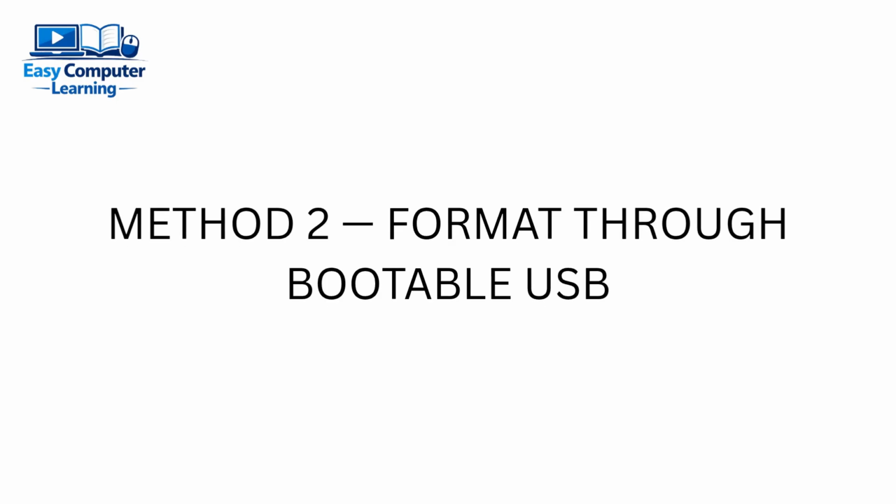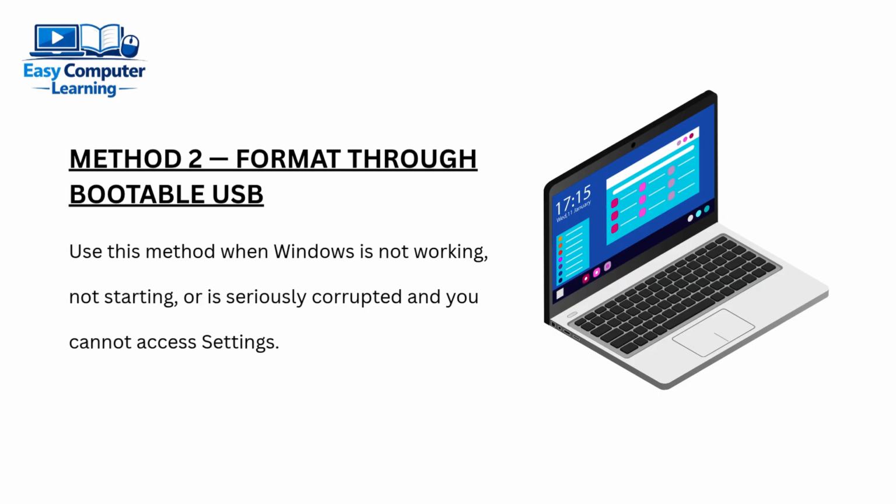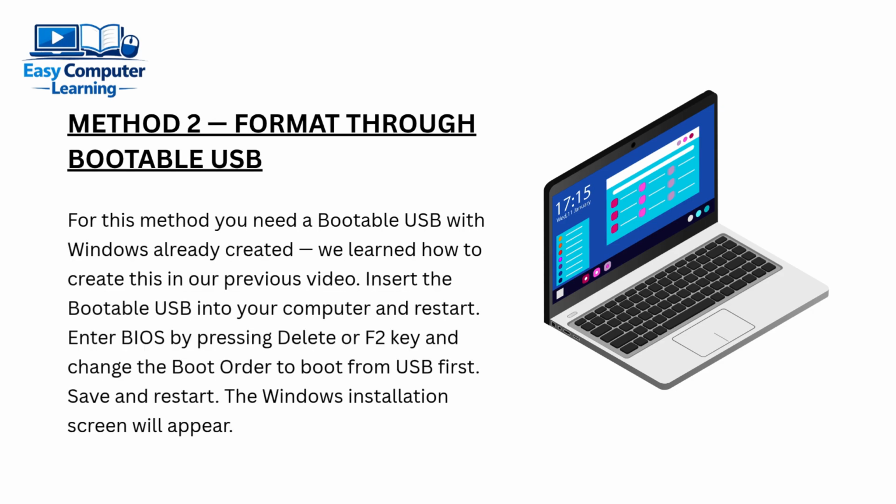Method 2. Format through bootable USB. Use this method when Windows is not working, not starting, or is seriously corrupted and you cannot access settings. For this method, you need a bootable USB with Windows already created. We learned how to create this in our previous video. Insert the bootable USB into your computer and restart. Enter BIOS by pressing Delete or F2 key and change the boot order to boot from USB first. Save and restart. The Windows installation screen will appear.